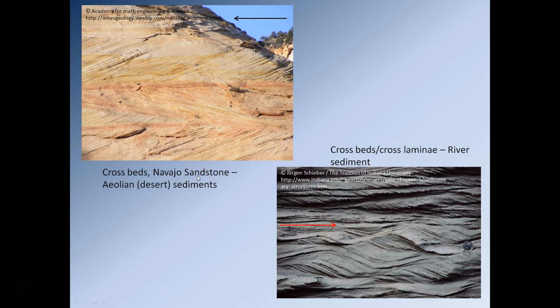And we can even see crossbeds in these river sediments. So here we go once again. Now these are on a much smaller scale. Nevertheless, you can see there's a quarter there for scale. But you can see them.